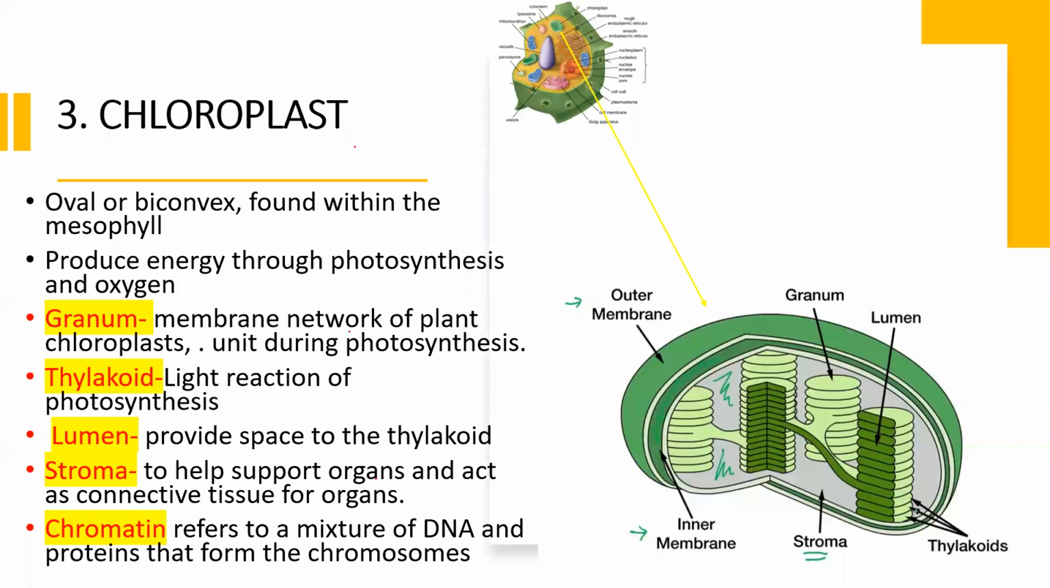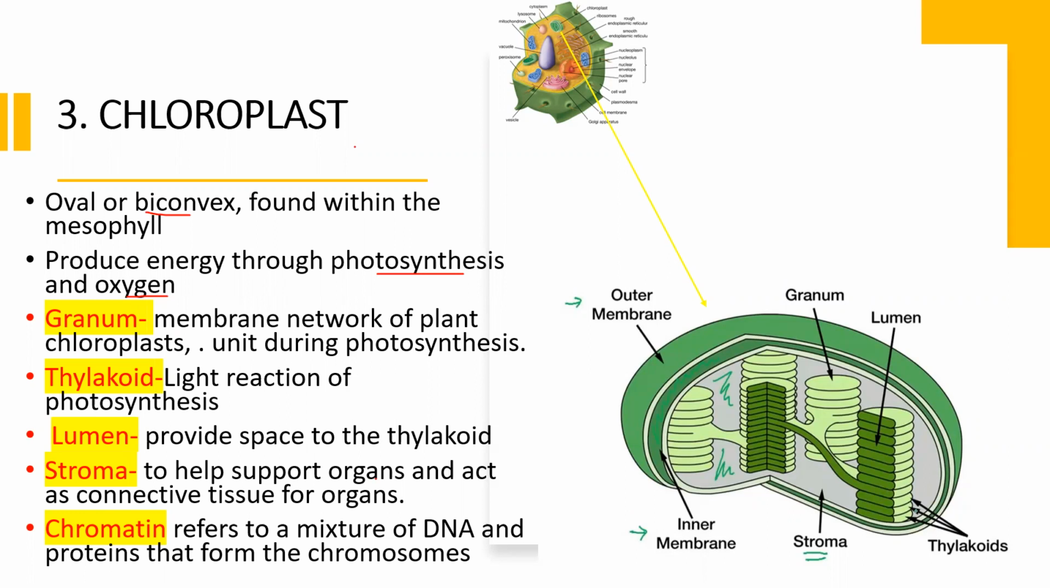Next. So, punta naman tayo sa chloroplast. So, we all know that the shape of the chloroplast is oval or biconvex, that are found within the mesophyll. So, they produce energy through photosynthesis and oxygen. So, what are the parts of this chloroplast? So, the parts of the chloroplast are granum, thylakoid, lumen, stroma, and the chromatin.